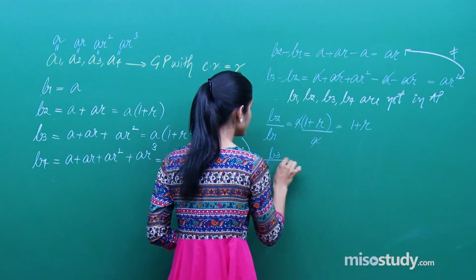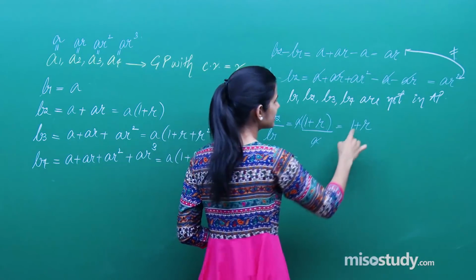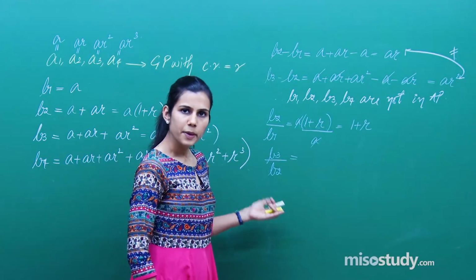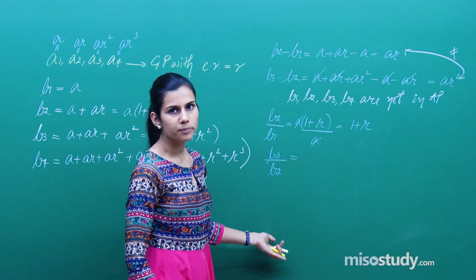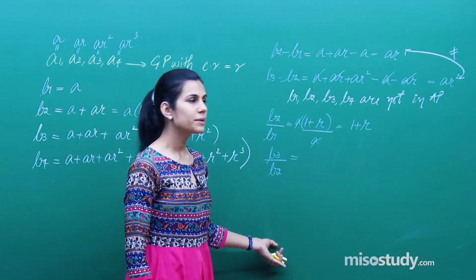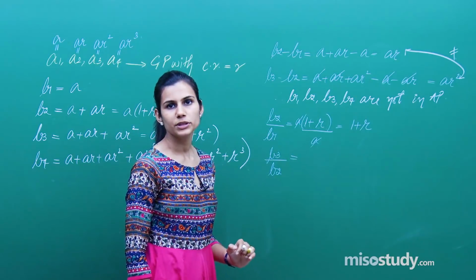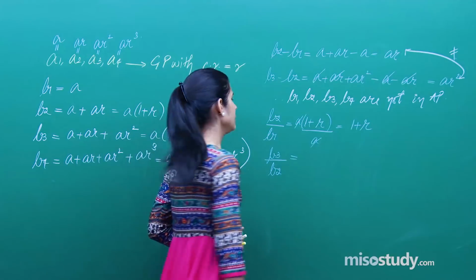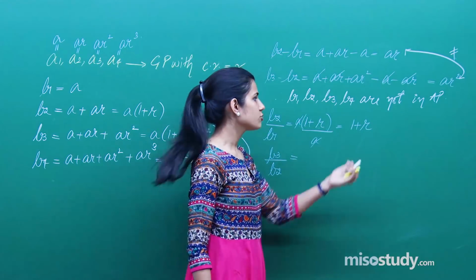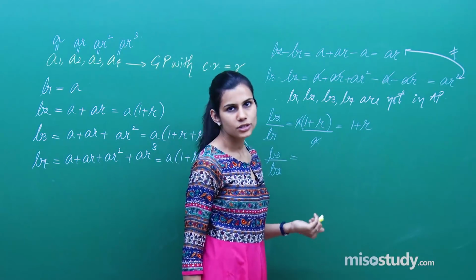So A cancels out, you're left with 1 plus R. Similarly, if I talk about B3 upon B2, the next ratio, let's see if it also comes out to be 1 plus R. Then we will check the last ratio B4 upon B3. If that also comes out to be equal to 1 plus R, then we will declare that this B1, B2, B3, B4 sequence is in GP. Even if one ratio does not come out to be equal to 1 plus R, then I will say the sequence is not in GP.